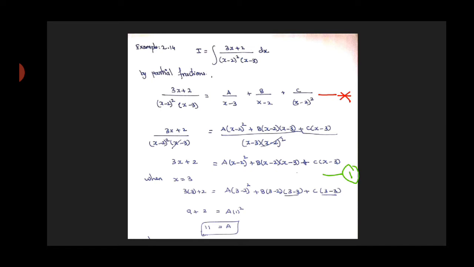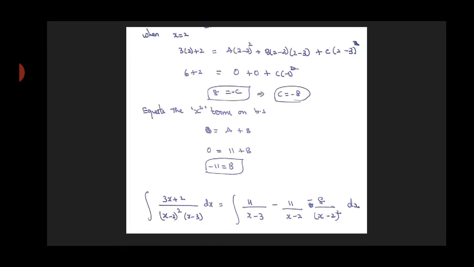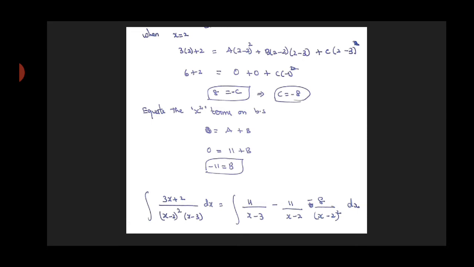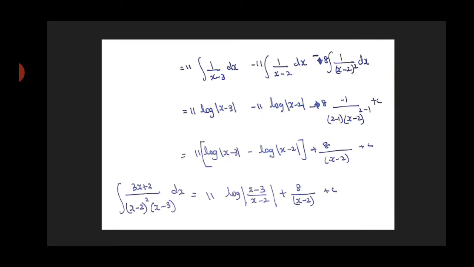Now take the a, b, c values. I'm applying them in the star marked red color equation. So 11 by x minus 3, and the b value we got is minus 11, so minus 11 by x minus 2, and the c value we got as minus 8, so minus 8 by x minus 2 the whole square. Now after that apply the integrals on both sides. Now we can separately give the integral.